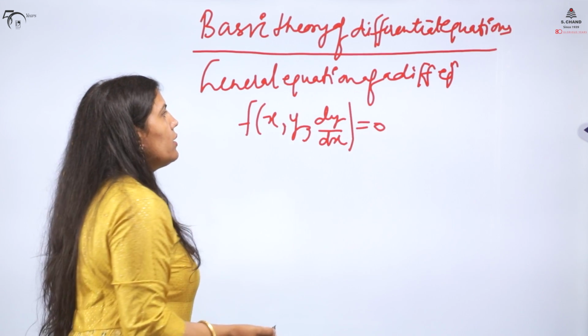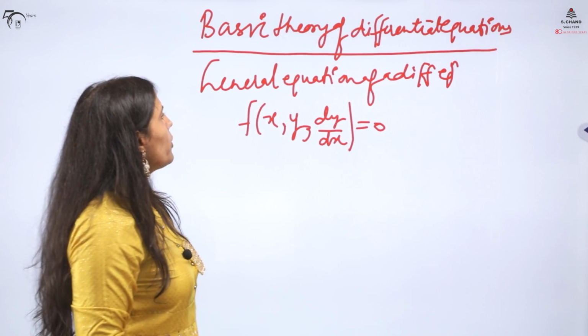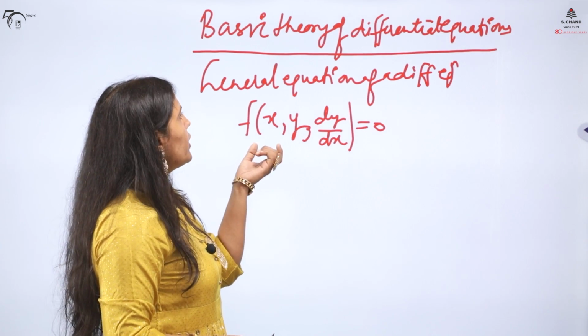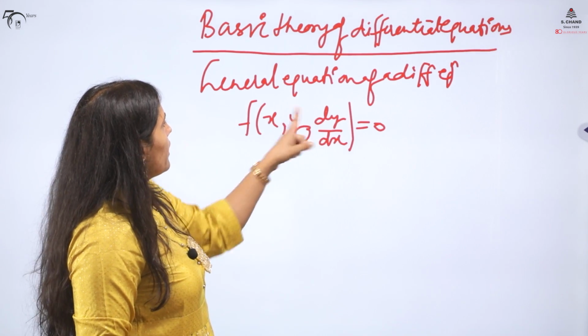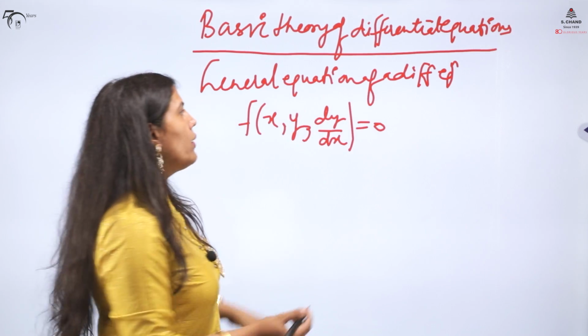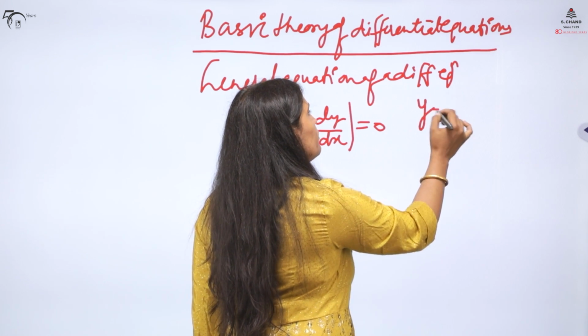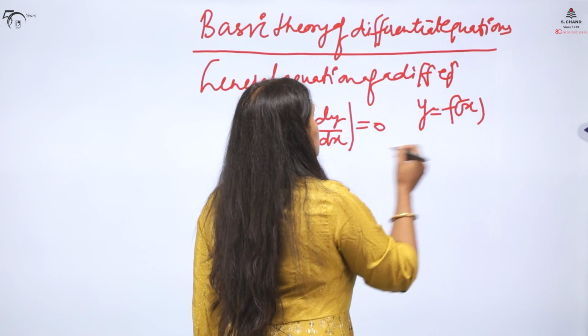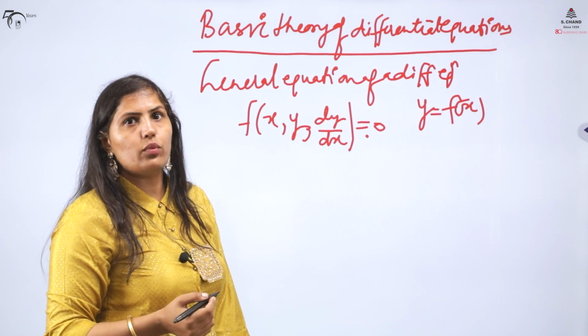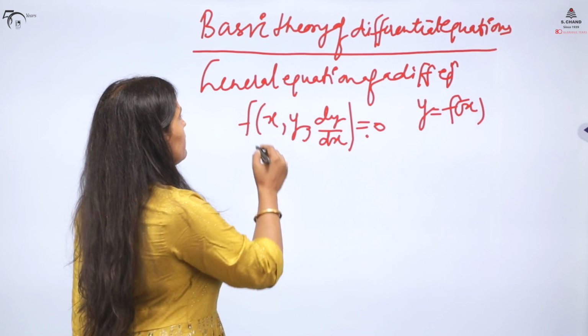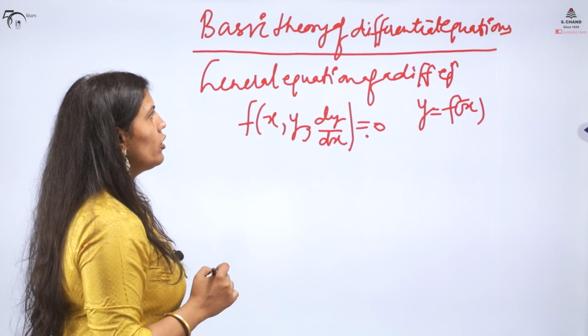This is asked in interviews also, in competitive exams also. What is basically a general differential equation? So, this is x you will have, y you will have, and y will be function of x, because dy by dx is the rate of change of y you are considering with respect to x. So, y will be function of x only. This is the general equation of a differential equation.